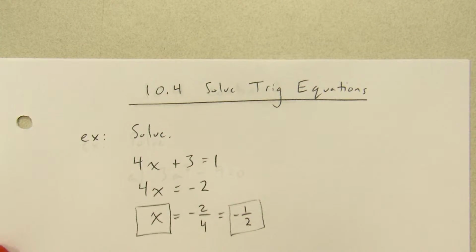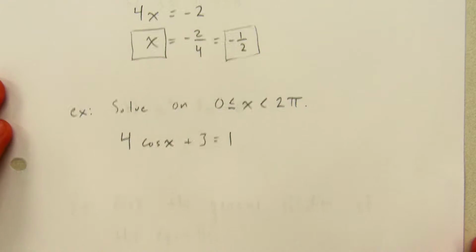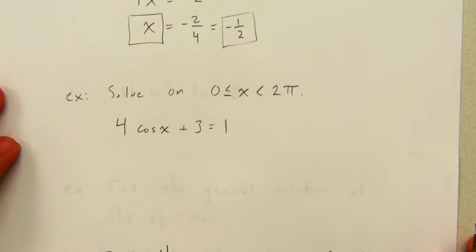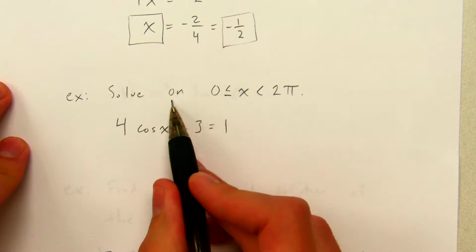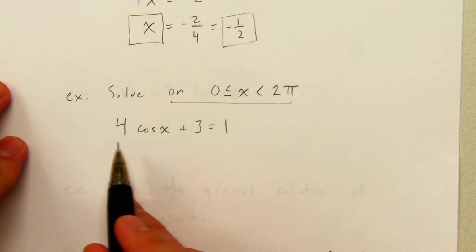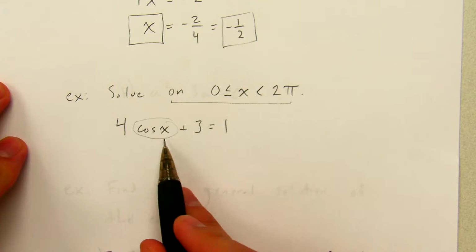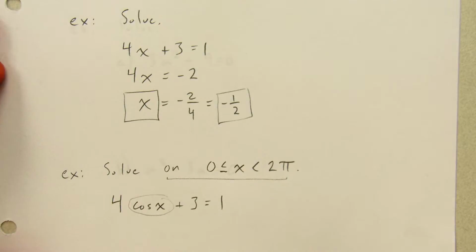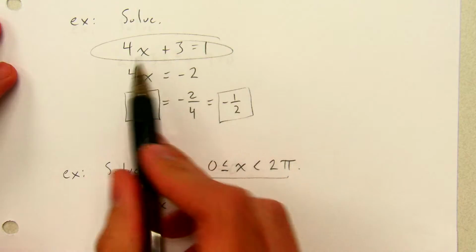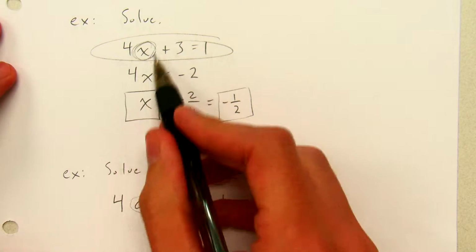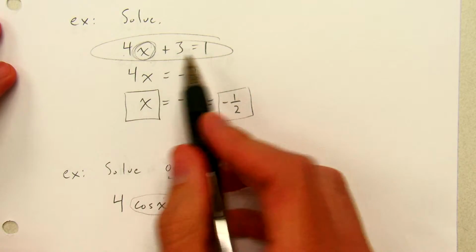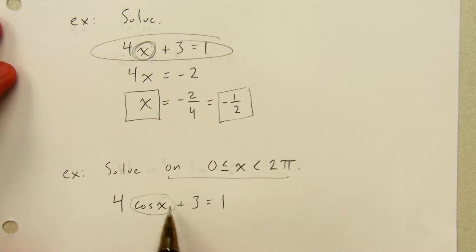Let's look at our first example. So our first example will be to solve, now don't worry about what that means for just a second. Let's solve this equation. Instead of x here, we've got 4 cosine of x plus 3 equals 1. Notice I made it just like this one, only here we were solving for x, 4 x plus 3 equals 1. Here we're solving for something else, 4 cosine x plus 3 equals 1. So they're almost the same equation.